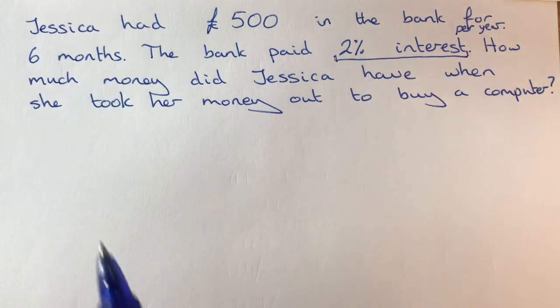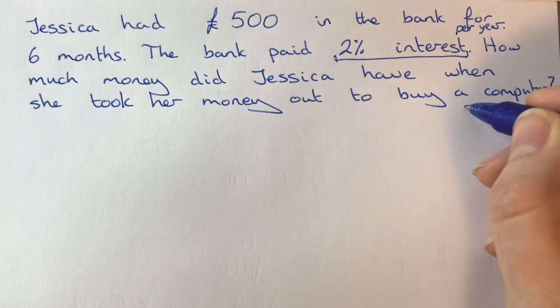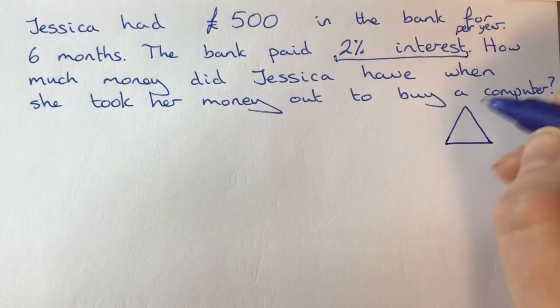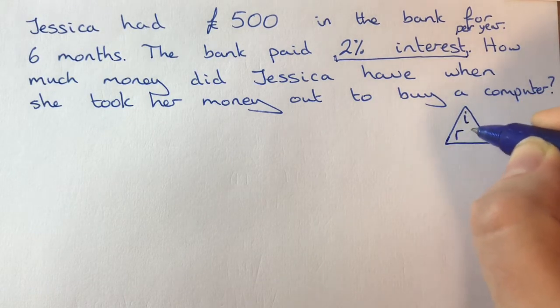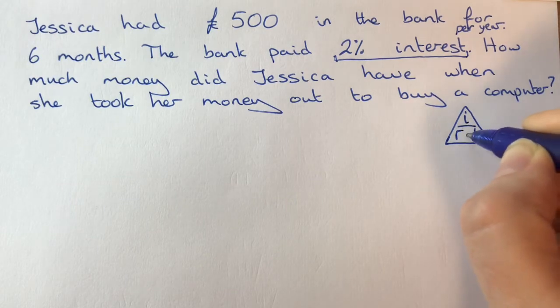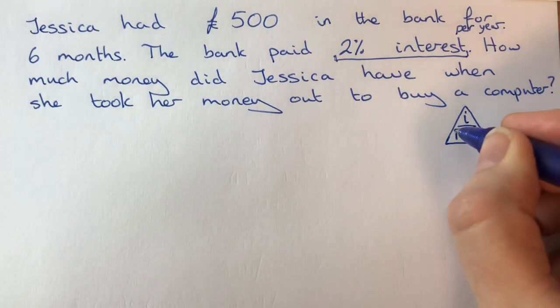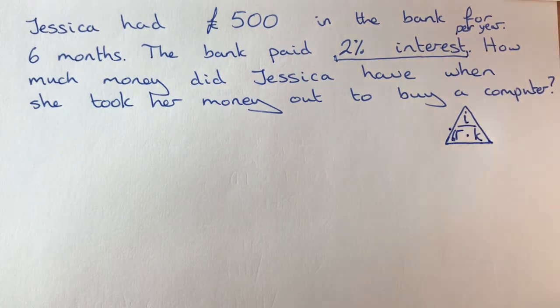So which formula should we be using for this? This is the IRK formula. Interest rates can be quite irksome. So again, we've got the little percentage sign in this corner. So what do we know then?